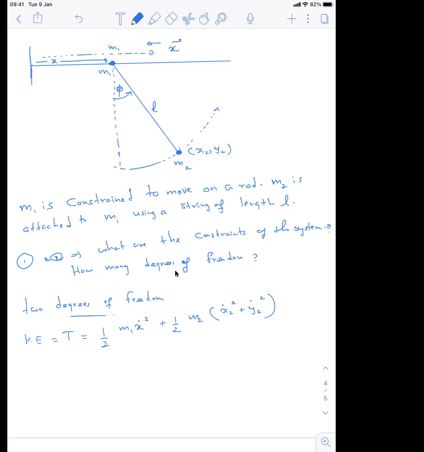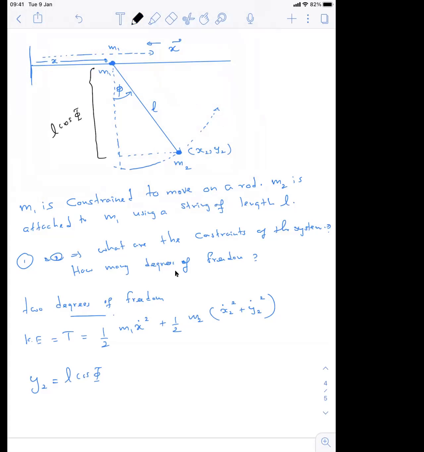Now, you can convert everything using the relations. You can write y2 in terms of L and phi. In terms of the length, y2 will be L cosine of phi, right? I guess you can understand it. This is L, then this length will be L cosine of phi. So that will be the value for y2.